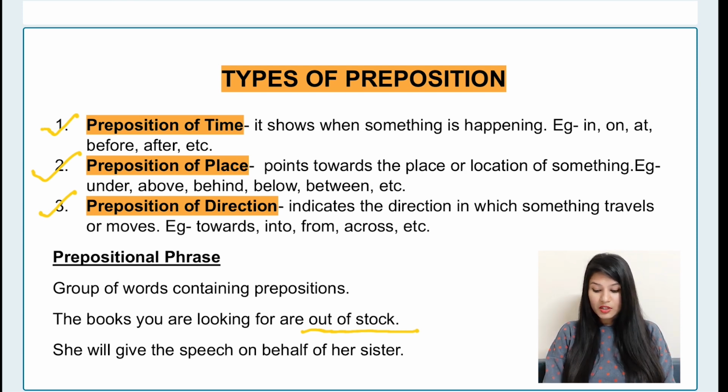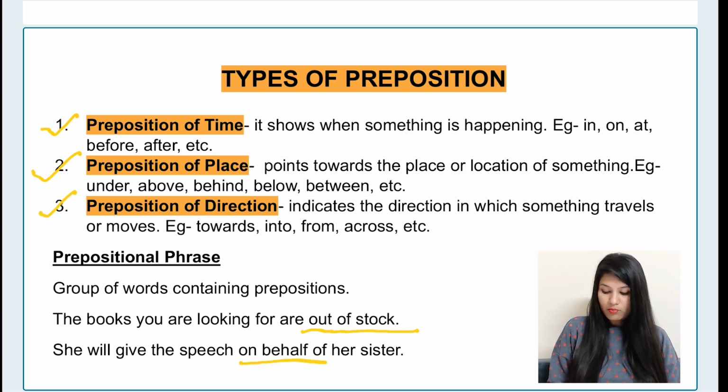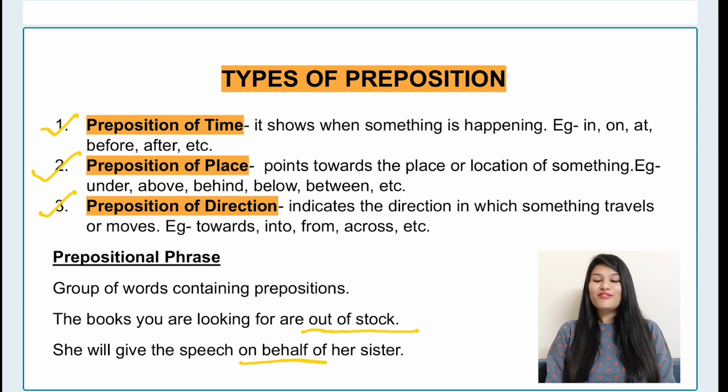She will give the speech on behalf of her sister. So here in this sentence, on behalf of is a prepositional phrase. Whenever there is a group of words along with a preposition in a sentence, it is always identified as a prepositional phrase. Sometimes these phrases are also found at the beginning of the statement, like when we say, according to the map, we are in the right direction. So, according to, here in the beginning of the statement, is a prepositional phrase.